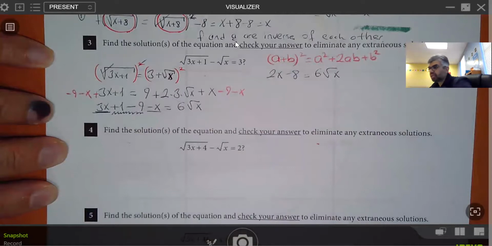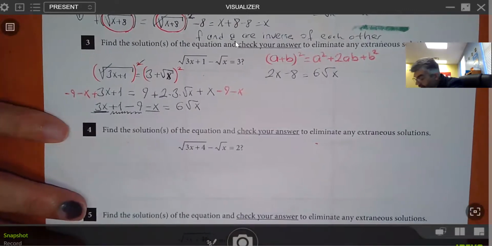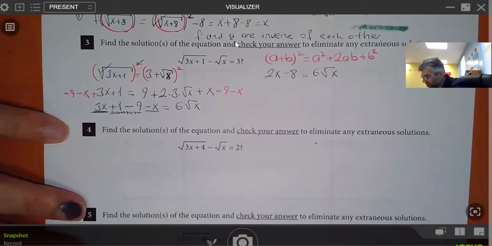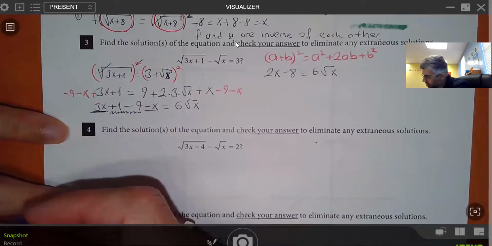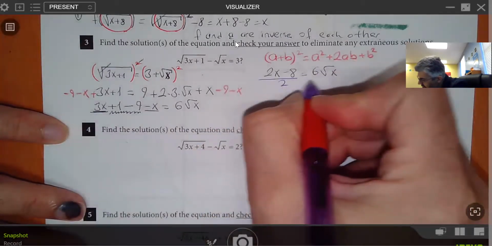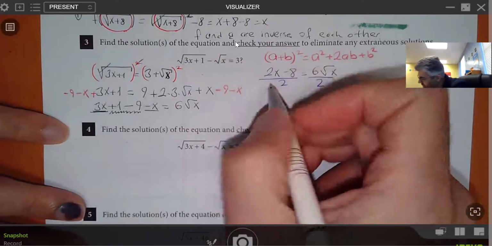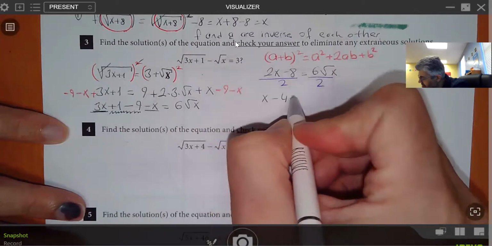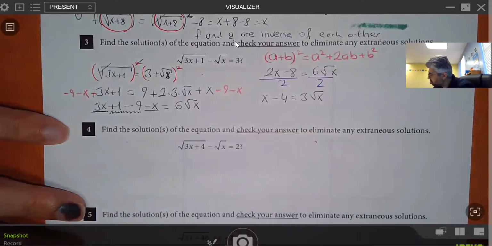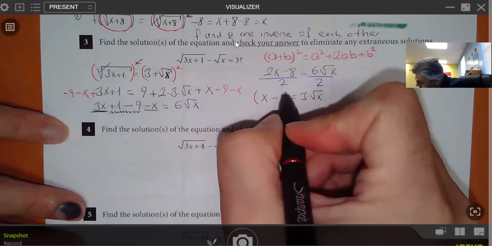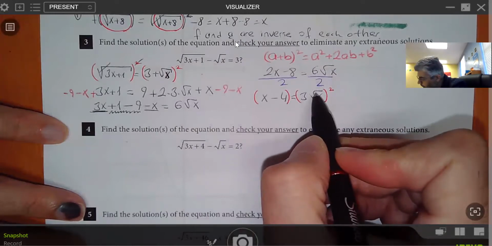What is the next step? Next step is taking square root of both sides. But before that, you see all are even numbers. Let's divide by 2 and simplify. It will be much better because, you know, we are lazy and we like to work with small numbers. So I have x minus 4 equals 3 root x. In this step, I take square of both sides to get rid of this square root. Okay, guys.